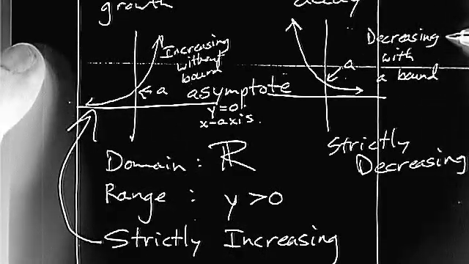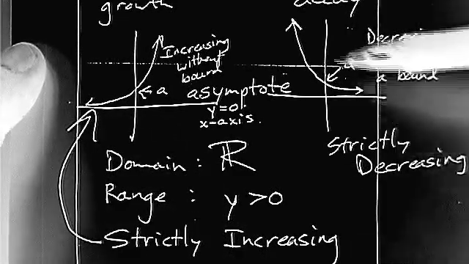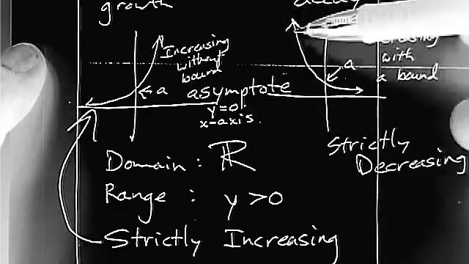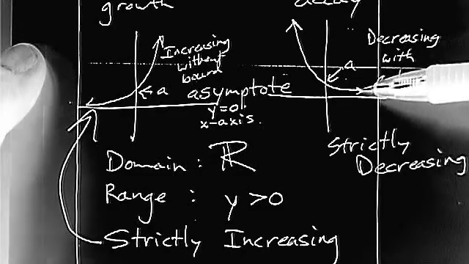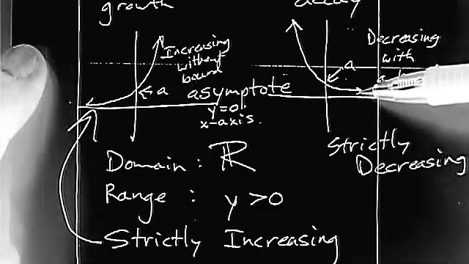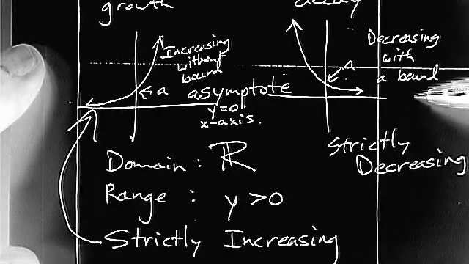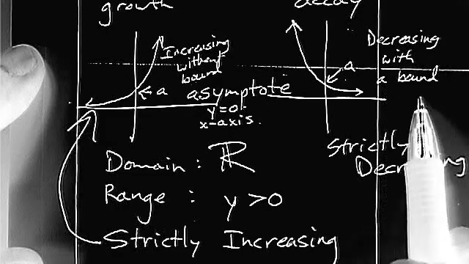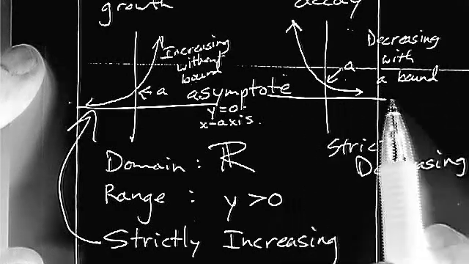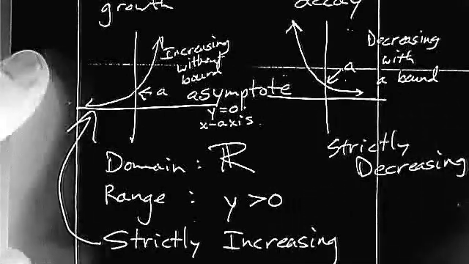And this one decreases. It's called strictly decreasing because as you move from left to right in the graph, the y values are getting smaller. Always, always, always. Even though they're not dropping a lot over this way, they are still dropping as you continue to the right farther and farther. But we can also understand that it's decreasing with a bound because of that horizontal asymptote, which is the boundary below.